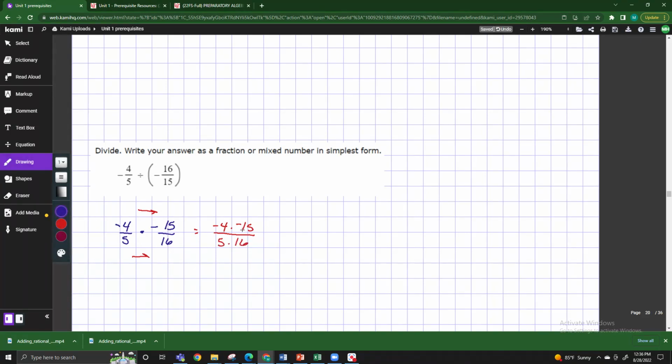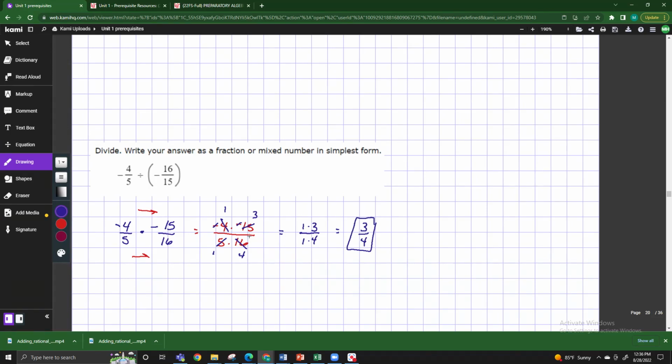I'm going to take time right here. The negative and the negative are going to cancel out because there's 2 negatives in the problem. 4 I can reduce with this 16. 4 goes into 16 4 times. 4 goes into 4 one time. 5 goes into 15 3 times, and it goes into 5 once. So this gives me 1 times 3 over 1 times 4, which is just 3 over 4.